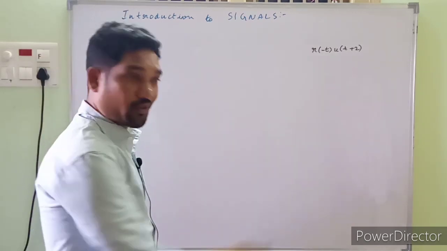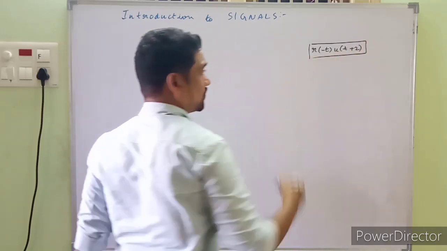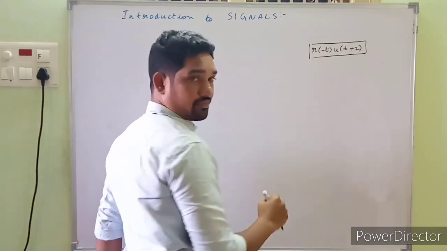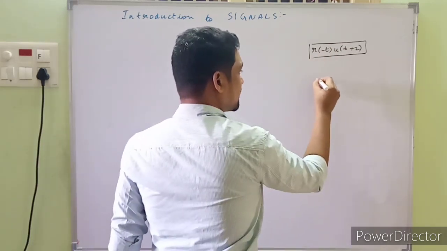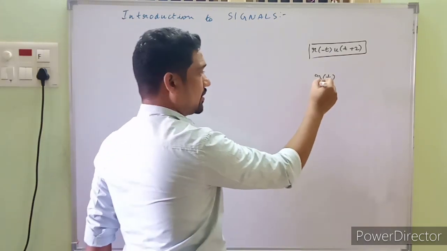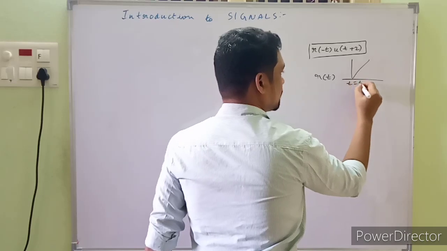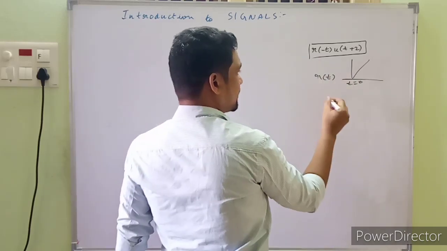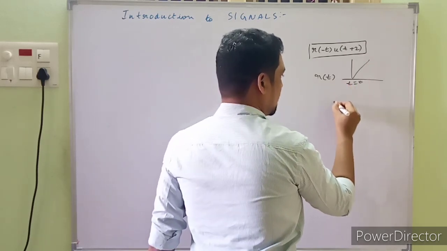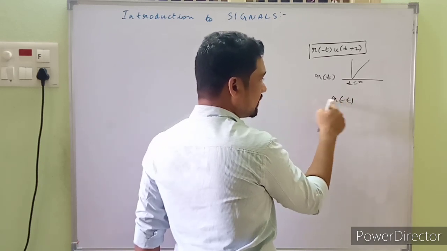So what would be the sketch of R of minus t into u of t plus 2? A ramp signal is multiplied with a step function. So what is R of t? With a positive time period and positive amplitude, it would look like this, commencing from t equal to 0 with a unity slope. And R of minus t is the flipped version of this one, just flipped around the vertical axis. Here, R of minus t has positive amplitude with a negative time.